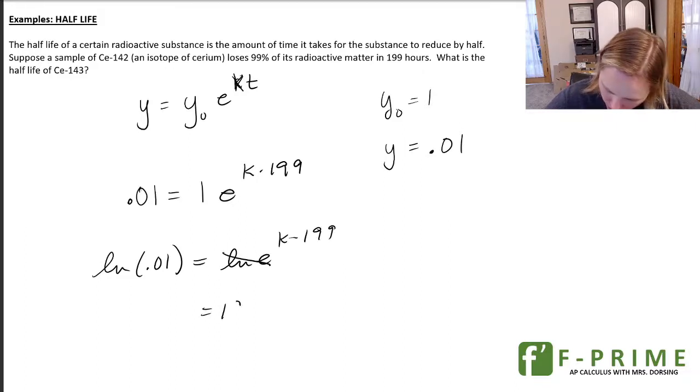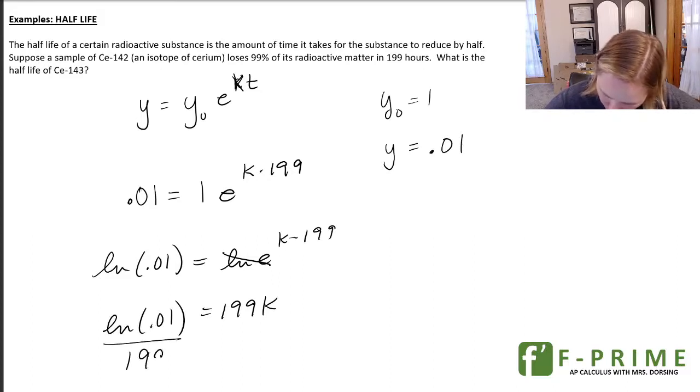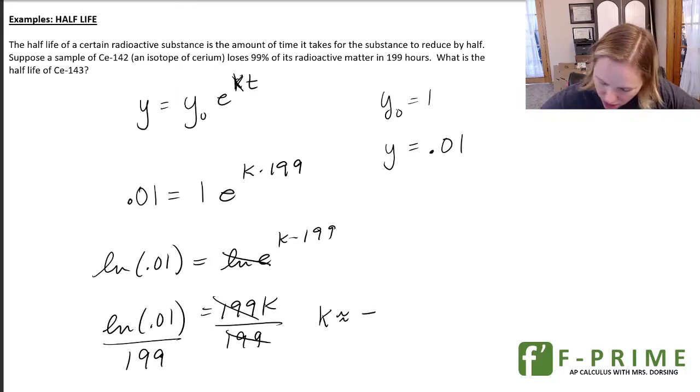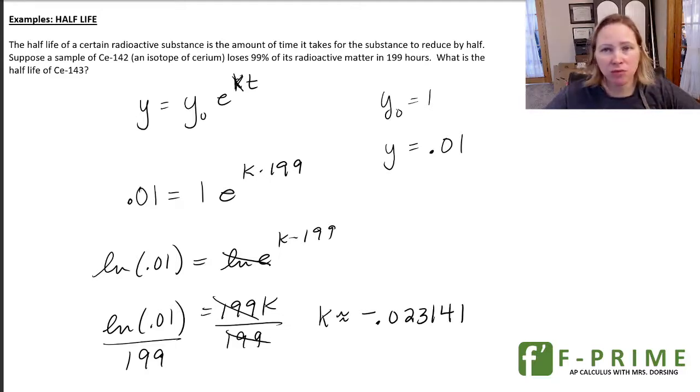So I get 199k. Oh, and when I divide by 199, that's going to be my answer. So k is approximately negative 0.02314. I'm going to keep that on my computer screen because I'm going to use that here in a minute, because now I'm ready to find the half-life.